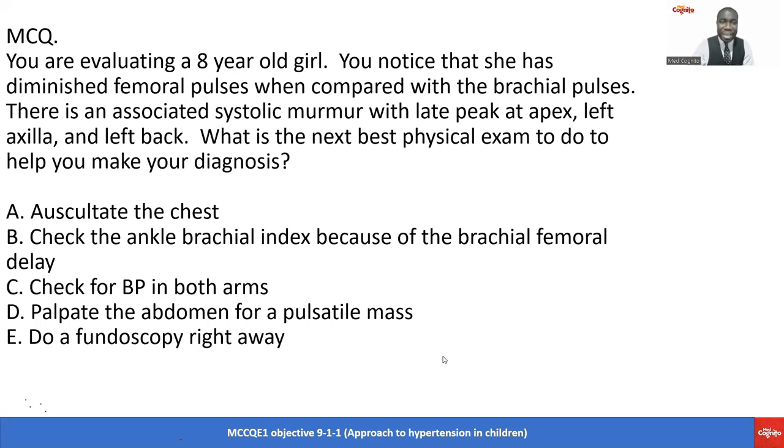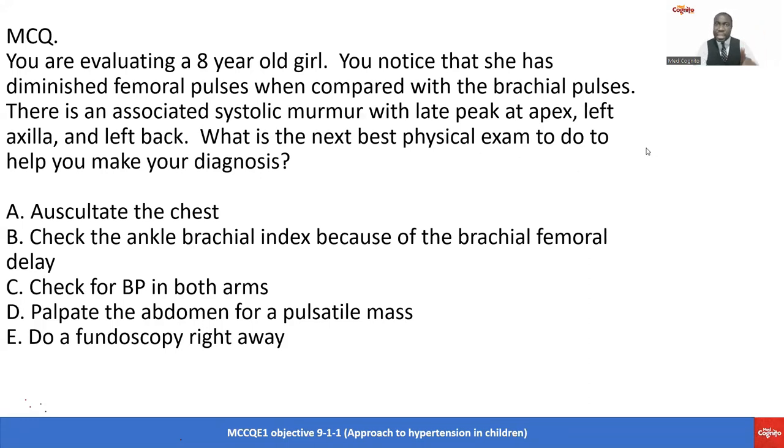Let's go. People are saying check BP in both arms. It looks like that is popular. And someone is also saying palpate the abdomen for pulsatile mass. When you hear the issue of a pulsatile mass, what are you thinking about? You're thinking about maybe aortic aneurysm, Wilms tumor, and all those things, right?